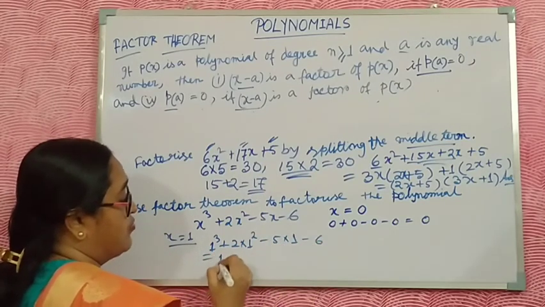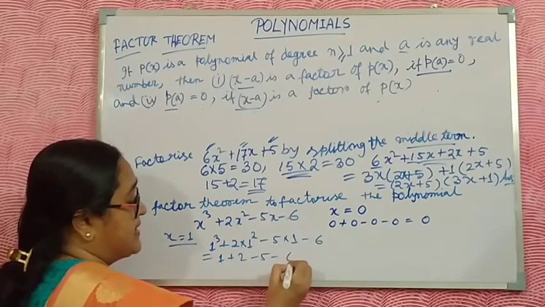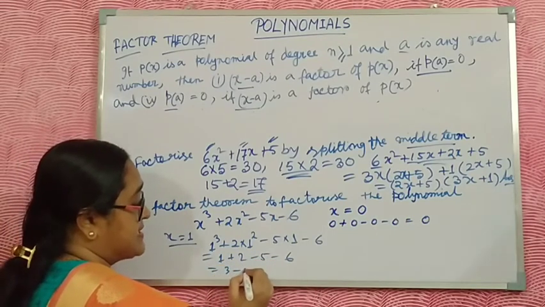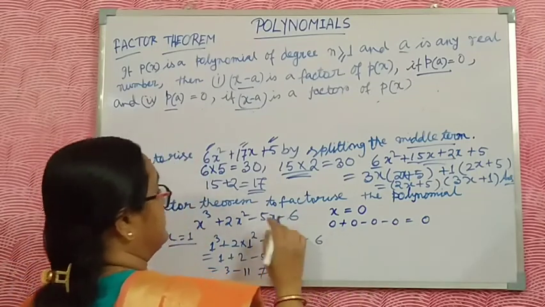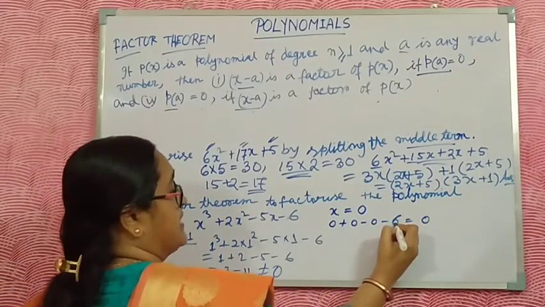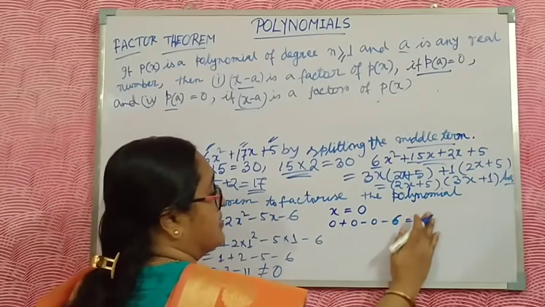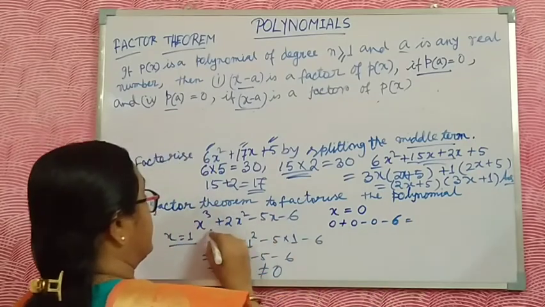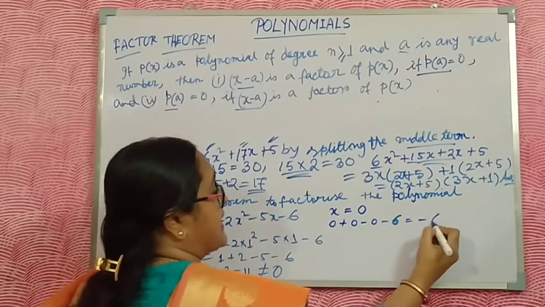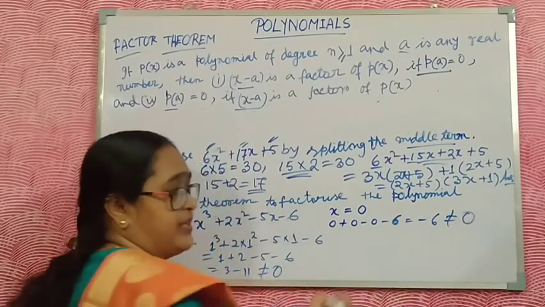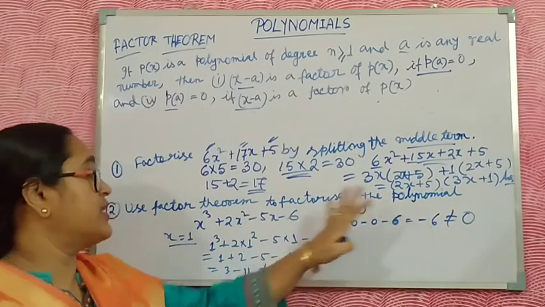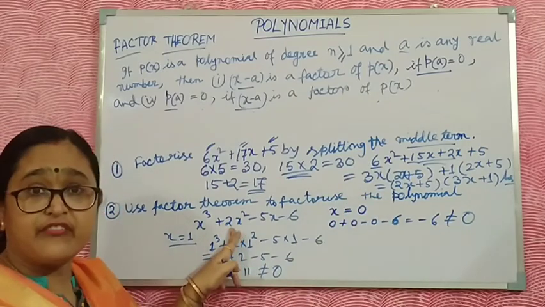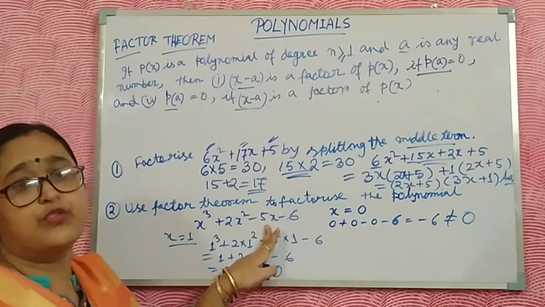This is 1 plus 2 minus 5 minus 6. This is 3 minus 11, which is not equal to 0. Sorry, here the value is also minus 6, not 0. This is 0, 0, 0, and this is minus 6, not equal to 0. That's why x is not a factor of this polynomial.